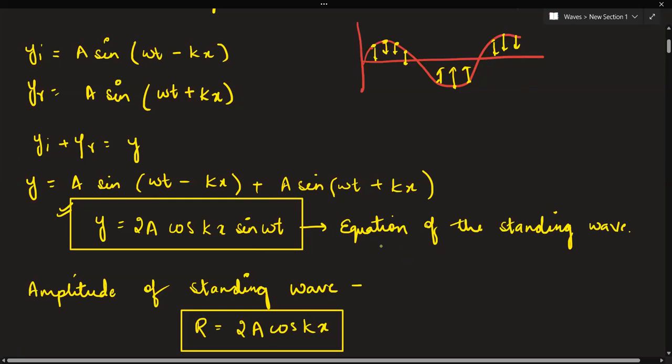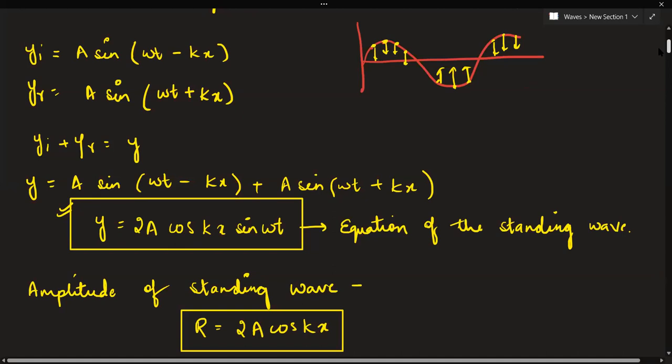This is the standardized equation for a standing wave. The previous equation, this was for a general case, for a wave that is incident. This is for the reflected one. If you are specified that the wave is a standing wave, if it is a stationary wave, then you will be using this. Y is equal to 2a cos kx sine omega t. So this is the equation of a standing wave.